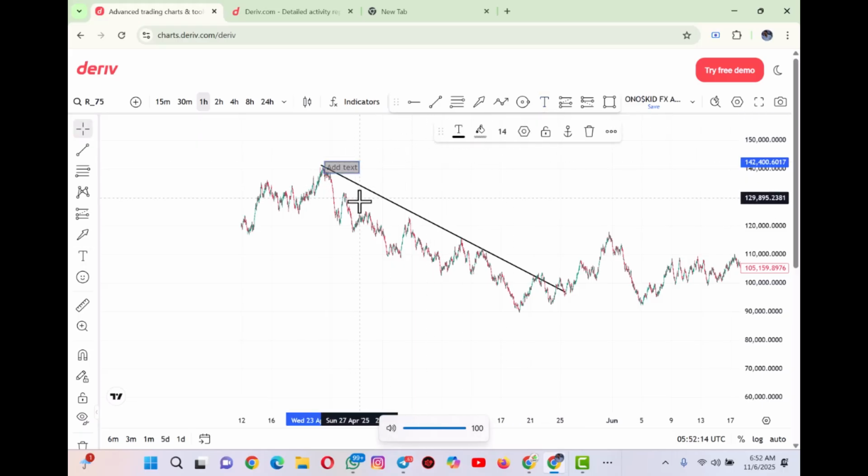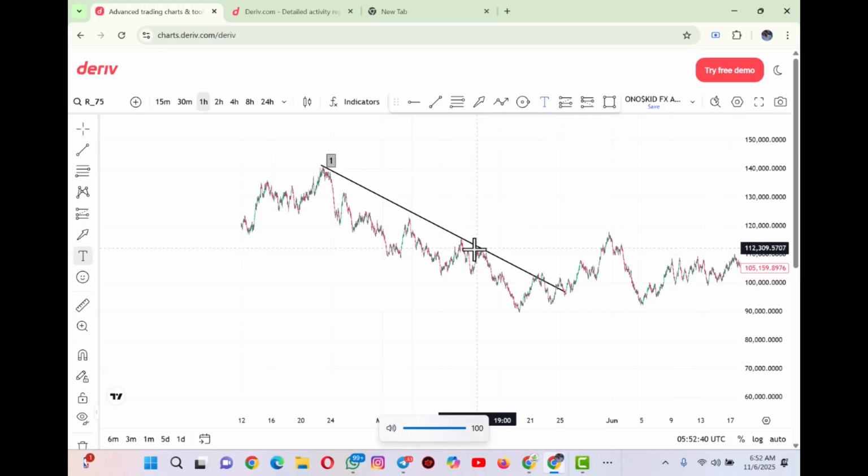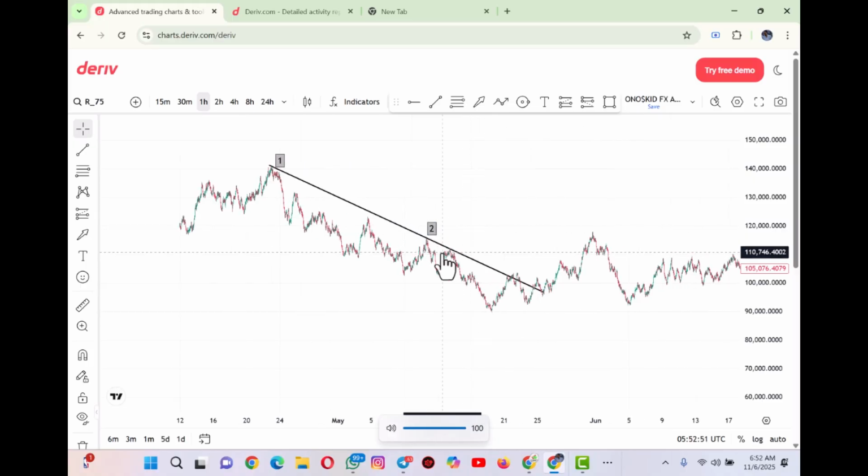So right now we have here our first touch. Let me expand this. So this is our first touch, and we have our second touch here. Okay, we have our second touch here, and this right here is our third touch.